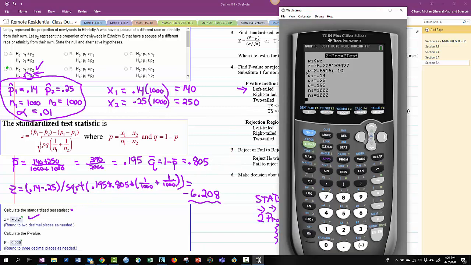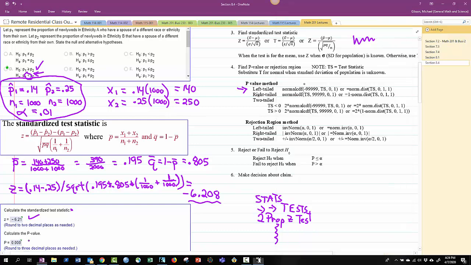We also have p. Now, p this time, if you look at this, is times e to the negative 10, times 10 to the negative 10. That's because look at our test statistic. It's way out there at negative 6. So that's why this p-value is essentially 0. Really, it's 9 zeros and then a 2, right? But so it's basically 0.